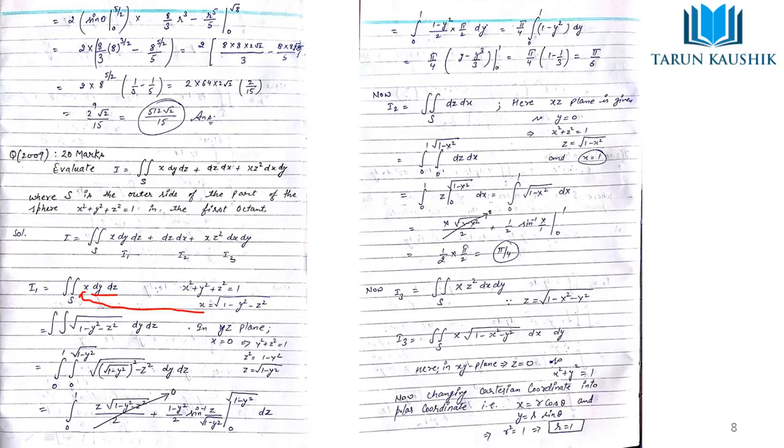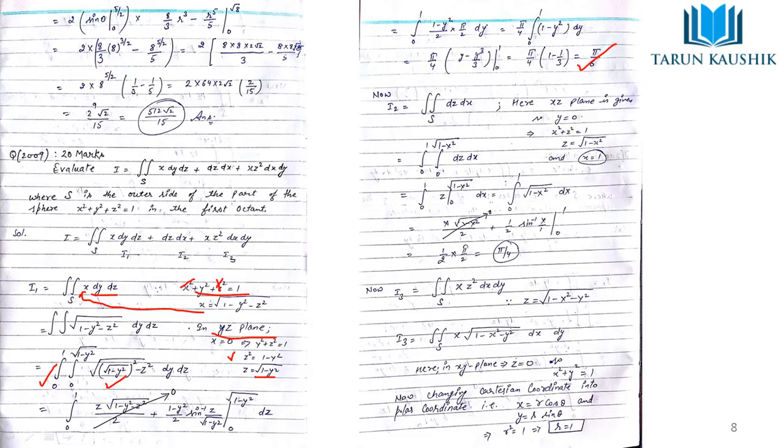So we are in the yz plane. In the yz plane, this x will become 0. So what we will have is y square plus z square equal to 1. We can calculate the value of z in terms of y, that is root of 1 minus y square. Again put z as 0, so that we can calculate the value of y, that is from 0 to 1. So y is from 0 to 1, and z is from 0 to the root of 1 minus y square. Just solve this integration and get your answer as pi by 6.